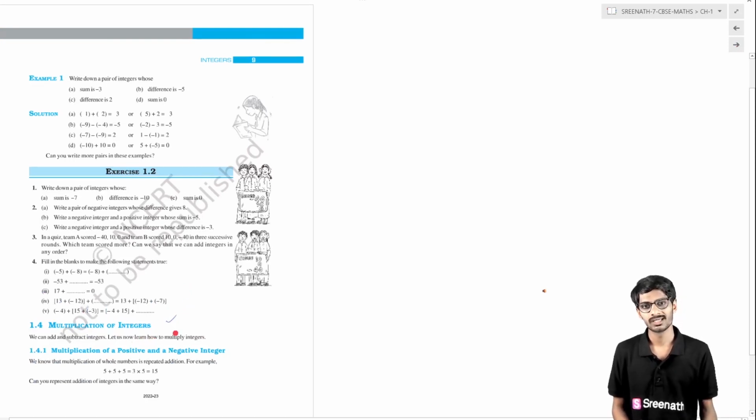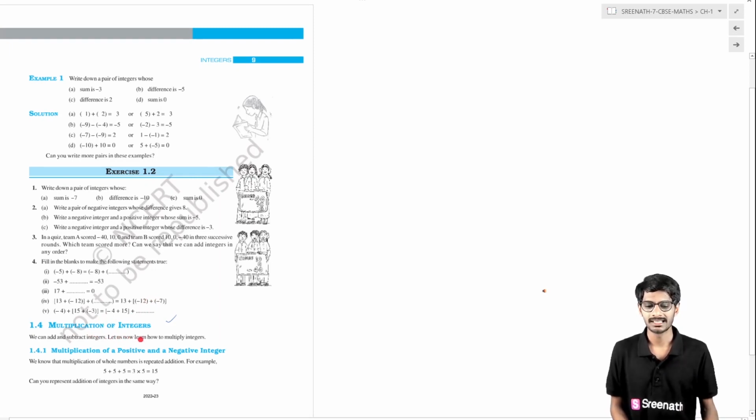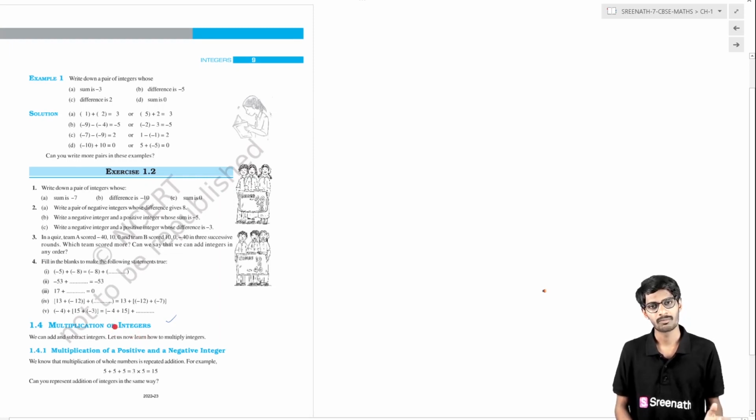After that we go to the fourth topic, that is multiplication of integers. Till now we learned what integers are, how integers are added and subtracted, and the properties of integers under addition and subtraction. Now we will learn how we can multiply integers. What happens when a positive integer is multiplied with a positive integer, a positive integer is multiplied with a negative integer, and vice versa, all those situations.